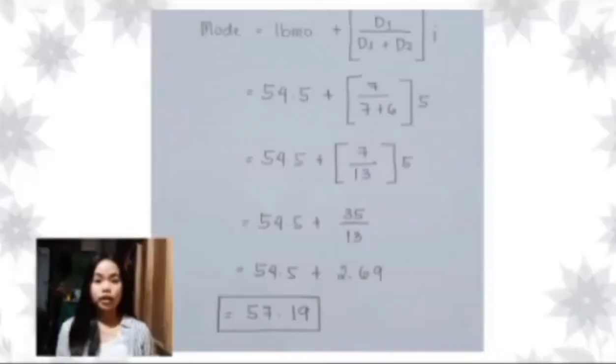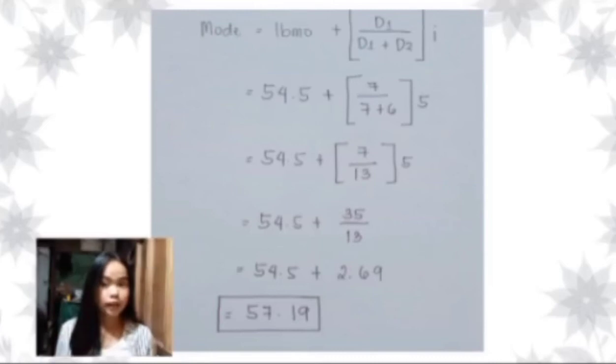So let's solve it. We have here the formula of the mode: the lower boundary of the modal class plus open bracket d1 over d1 plus d2, close bracket, times i, where i is our class interval. To know the value of the lower boundary of the modal class, first, we need to base it on our highest frequency. Our highest frequency is 21. So the lower boundary of the modal class is 54.5.